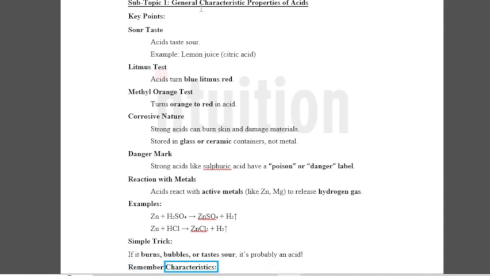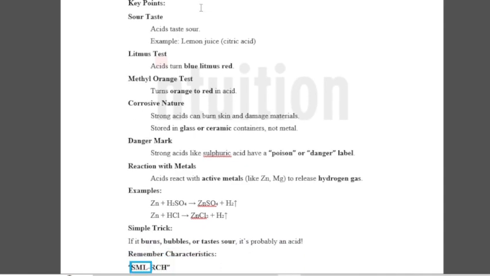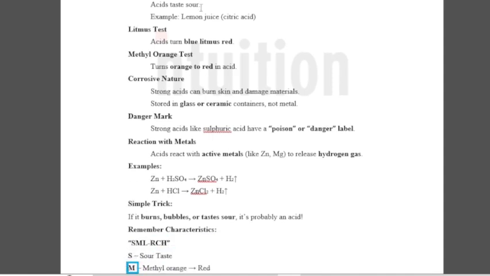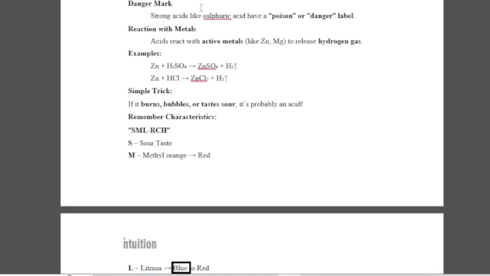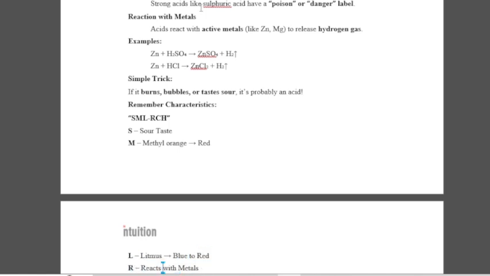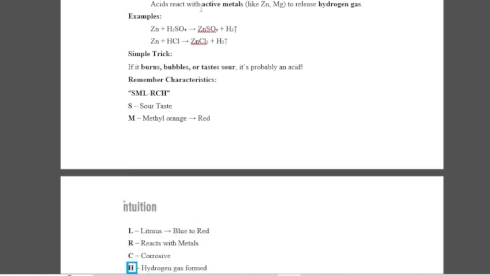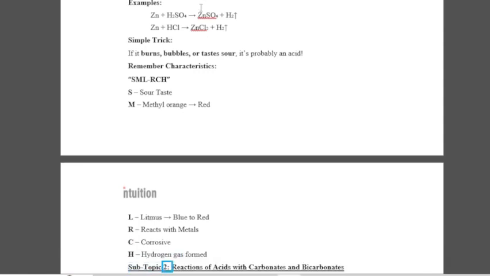Remember characteristics: SMLRCH. S: sour taste. M: methyl orange, red. L: litmus blue to red. R: reacts with metals. C: corrosive. H: hydrogen gas formed.